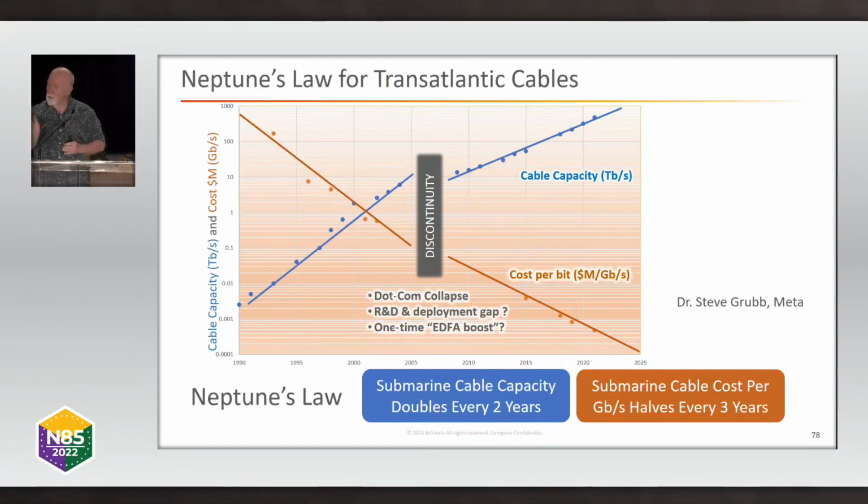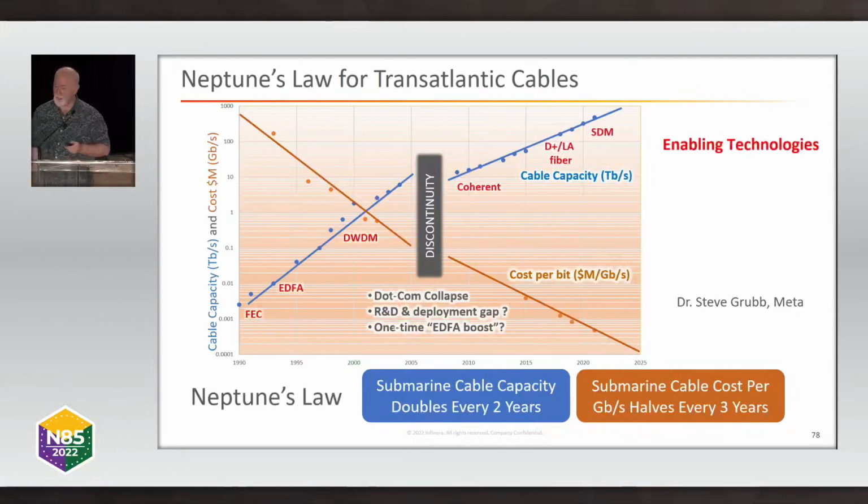So the slope to the left of the discontinuity for cable capacity is steeper. And also, the slope actually includes the advent of the EDFA. And that was a real bonus. That's like a one-time boost that you get in cable capacity because you're now dealing with multiple wavelengths. And as transponders evolve, those wavelengths are carrying more gigabits per second.